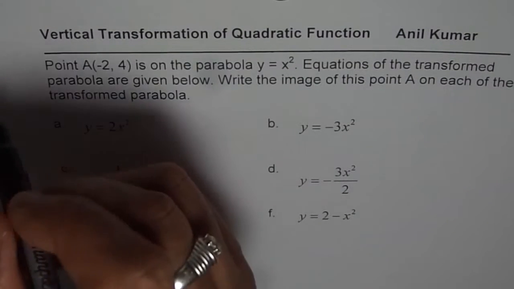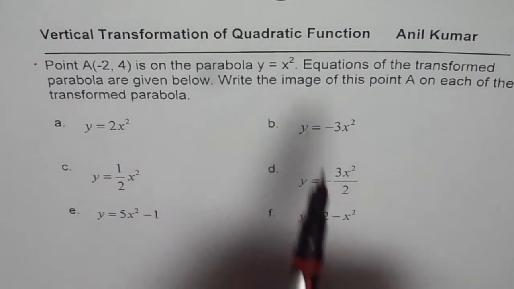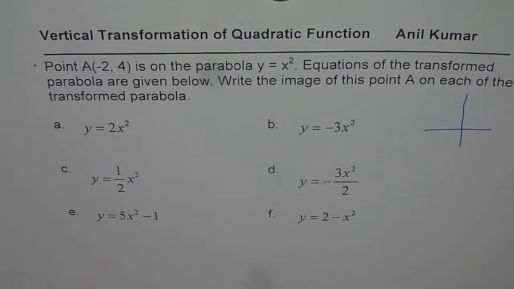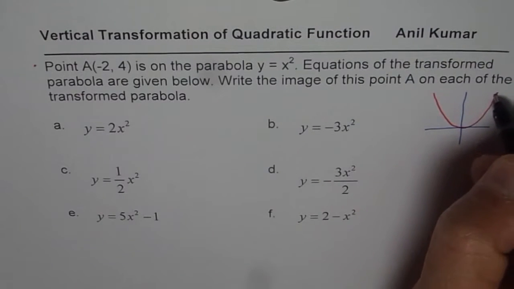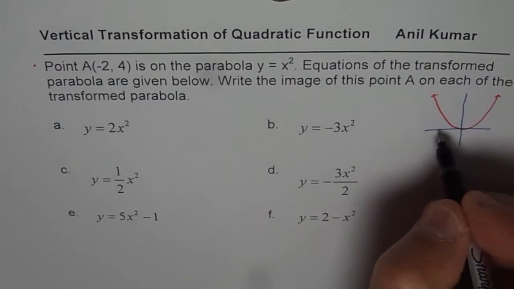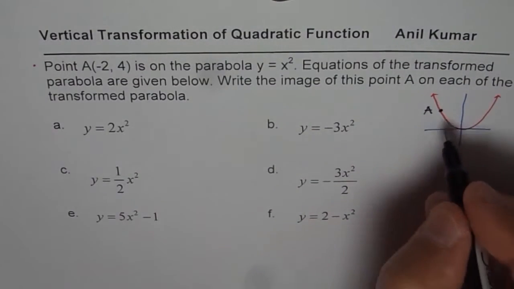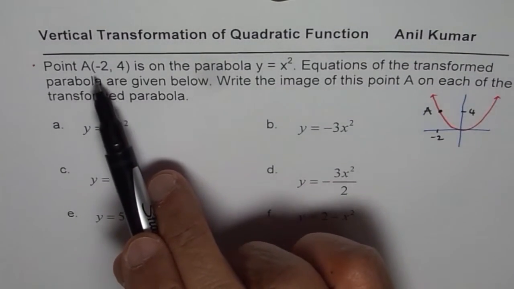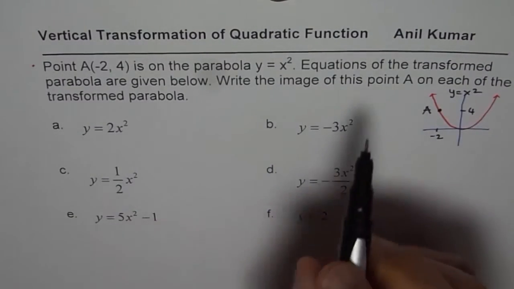Question is, point A (-2, 4) is on the parabola y equals x squared, right? So this is a general point A on the parent function y equals x squared. If you draw the parabola y equals x squared, then at minus 2 the value will be 4, right? So that is the point which we are considering as point A. Point A (-2, 4) is on the parabola y equals x squared.